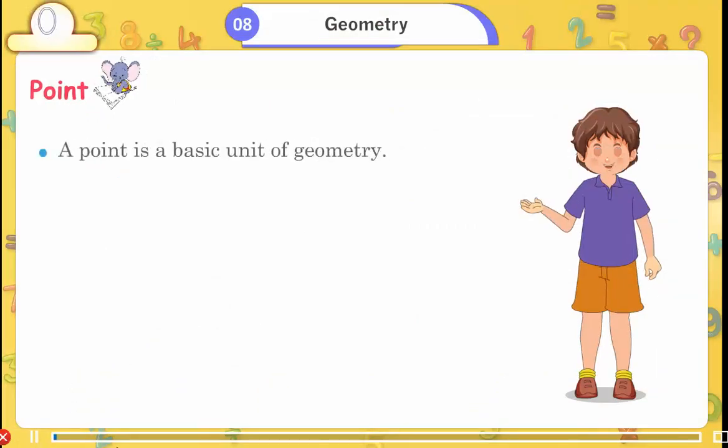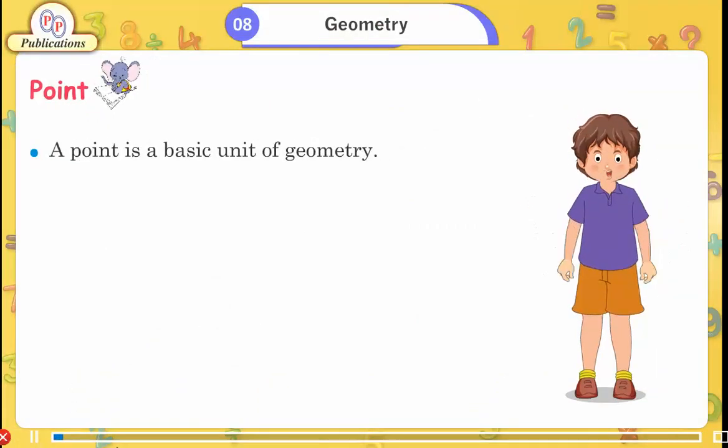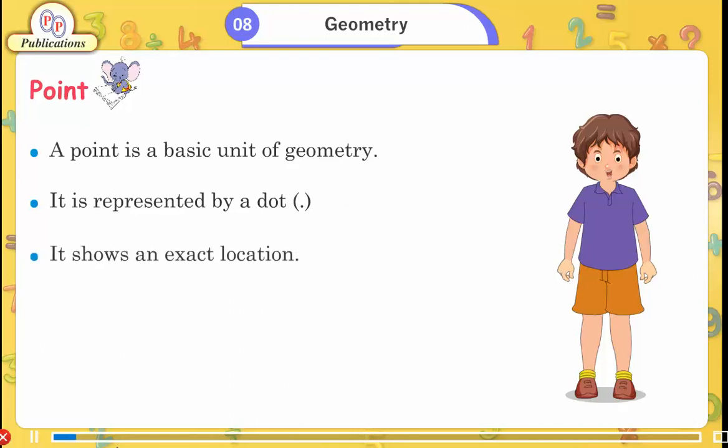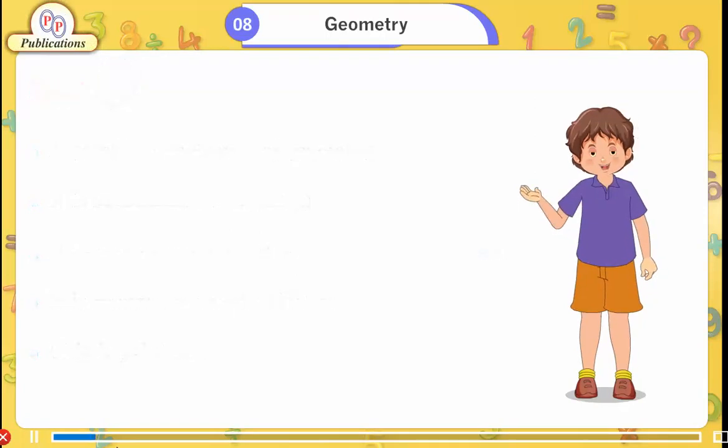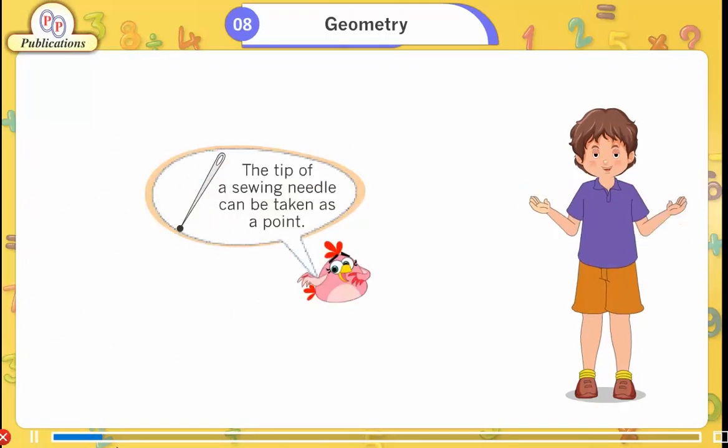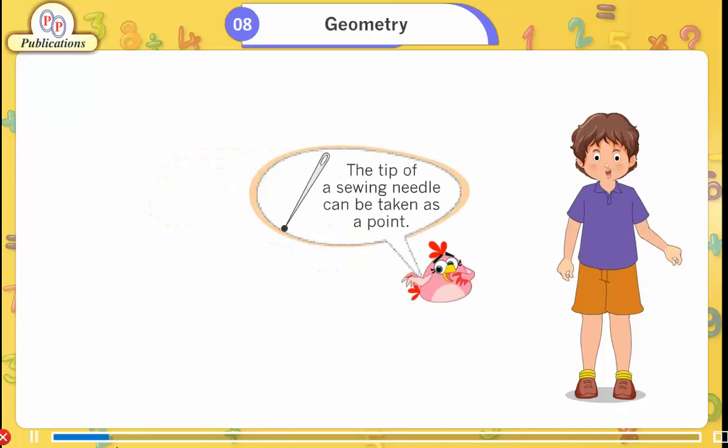Point. A point is a basic unit of geometry. It is represented by a dot. It shows an exact location. It is named by a capital letter. This is point A. The tip of a sewing needle can be taken as a point.